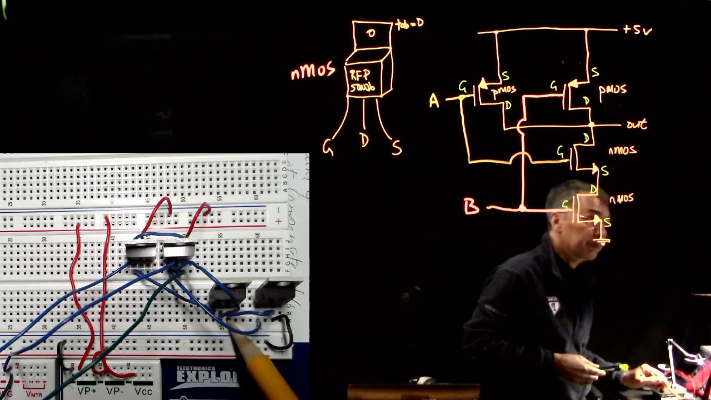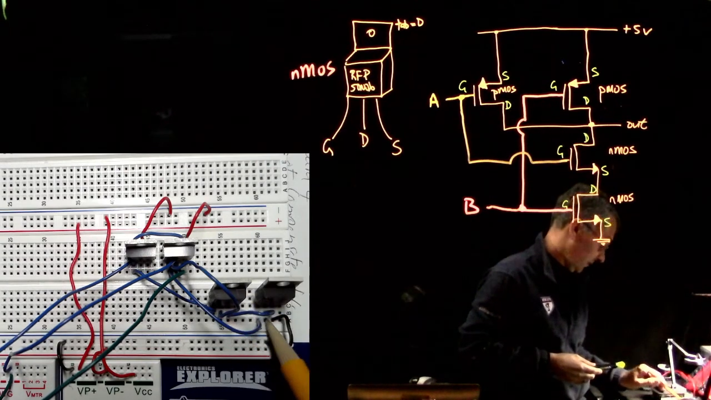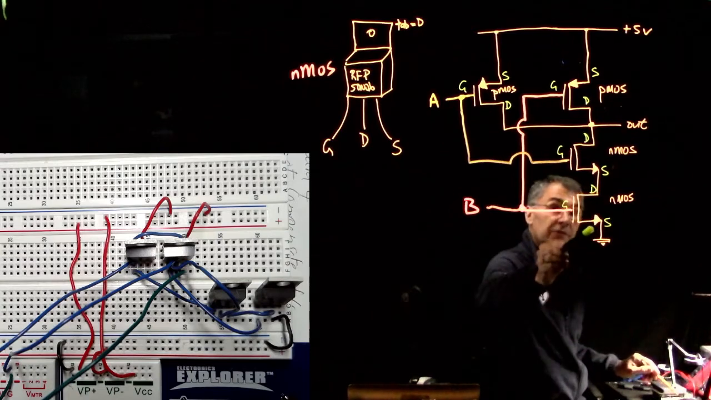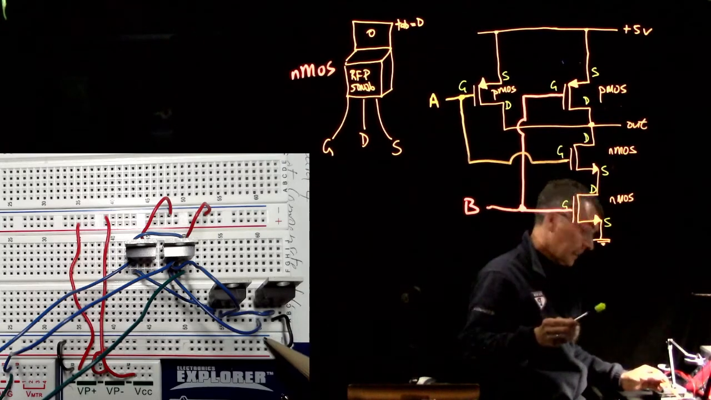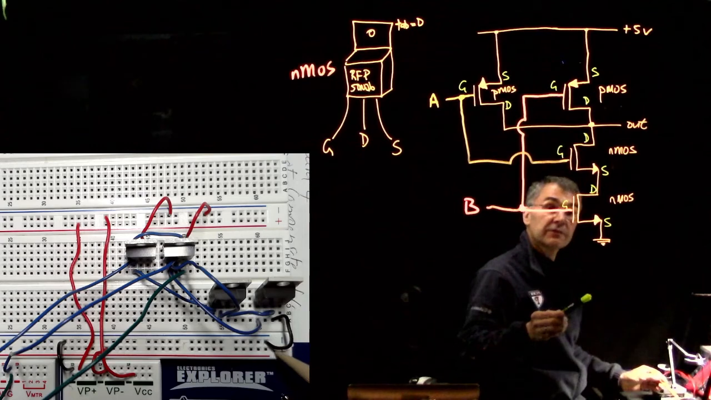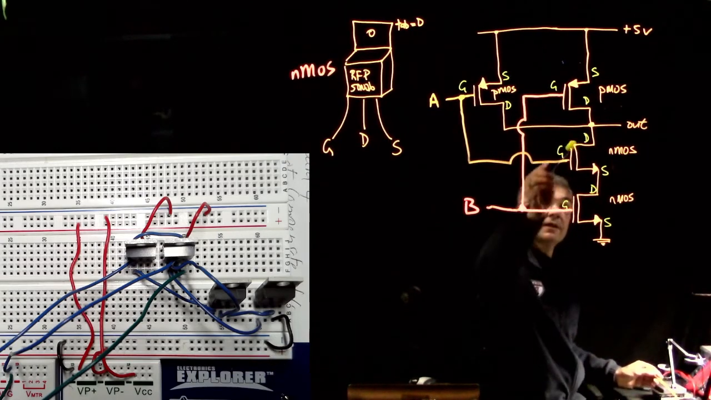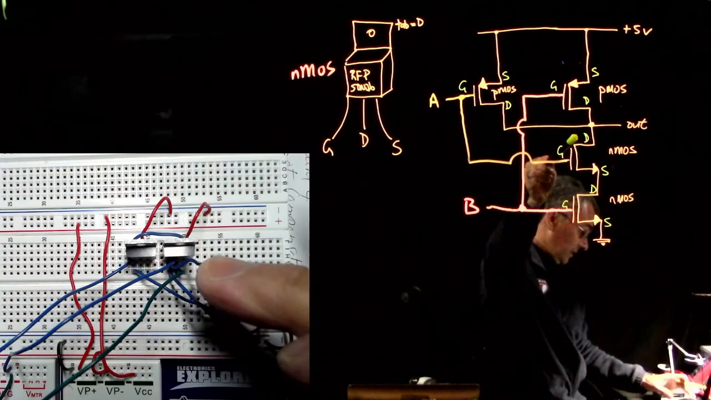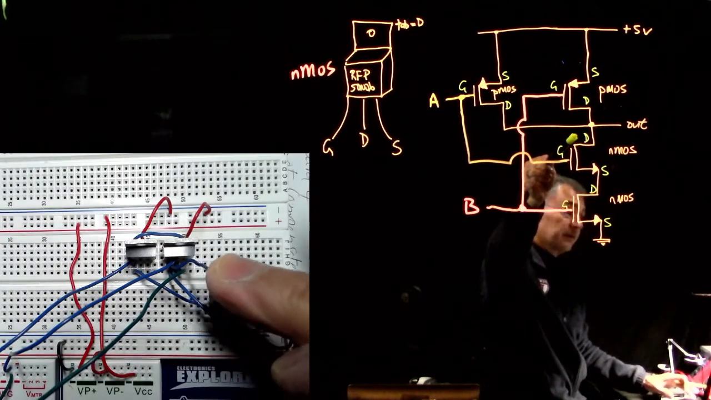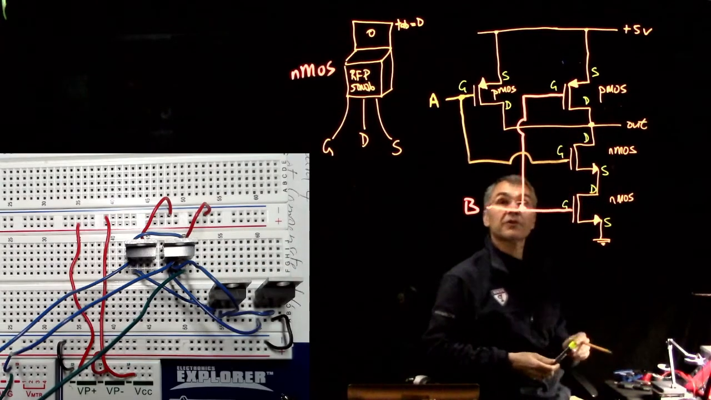Yes, it's going from here over to here. The source of this NMOS is going to ground. That's this little black wire. And I think that's it. Oh, and this drain, I think we already saw that. So these drains are connected together by this wire. Okay, so that's all the connections.